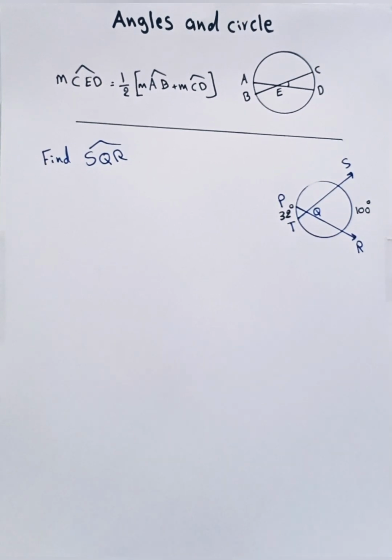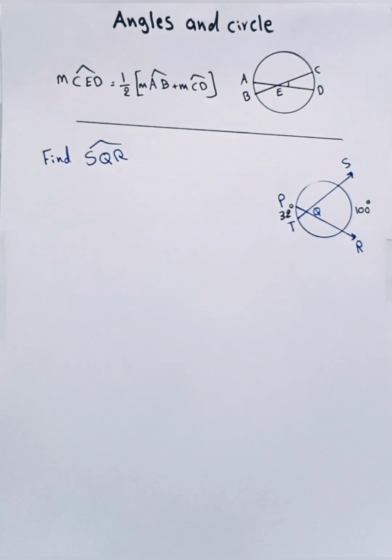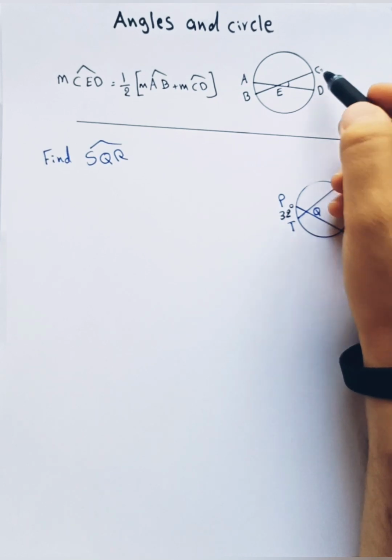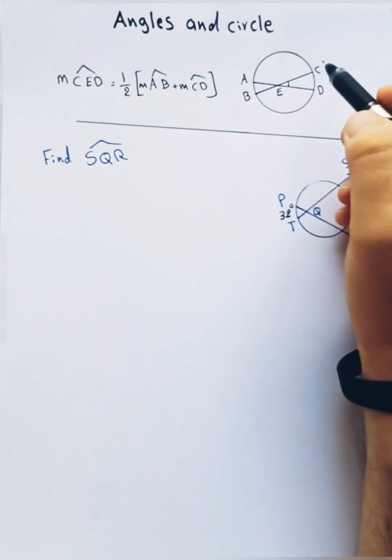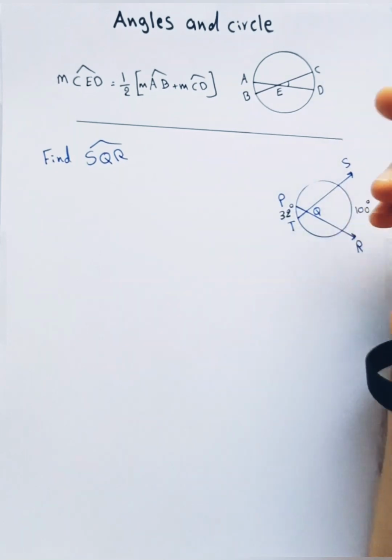After that, we have the second theorem of interior angles in a circle. If two secants or chords intersect in the interior of a circle, then the measure of each angle formed is half the sum of the measures of its intercepted arcs. It means when you want to find the measure of angle CED, the measure of CED is equal to 1 out of 2 the sum of these two arcs, AB plus CD.